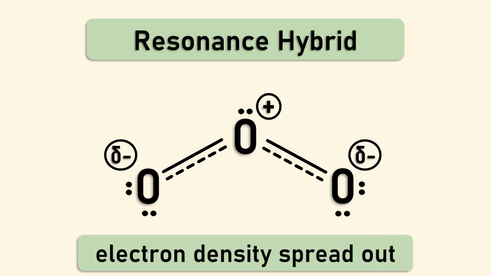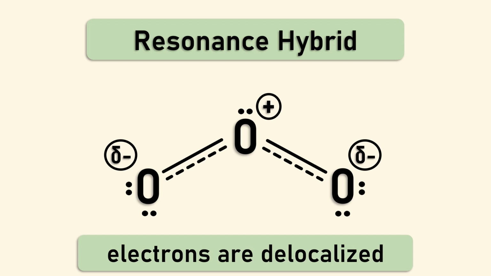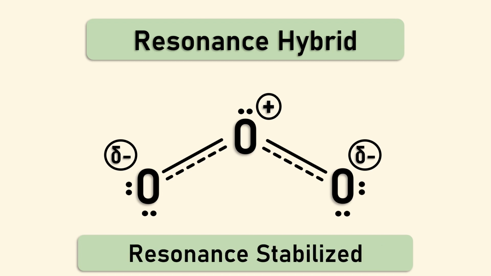The electron density is actually spread out between the three oxygen atoms. We can also say that these pi electrons are delocalized. Now we can add to our definitions by saying that in resonance, the electron or charge density is spread out over a larger area or delocalized, thus stabilizing the molecule. We can say that ozone is resonance stabilized.